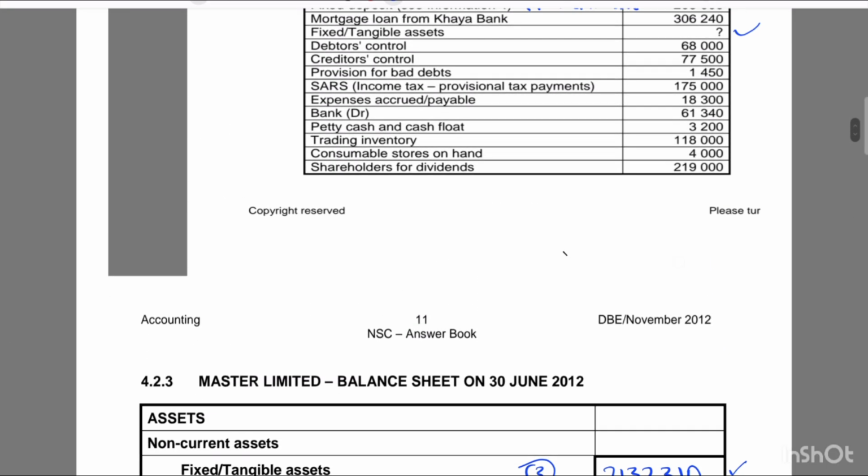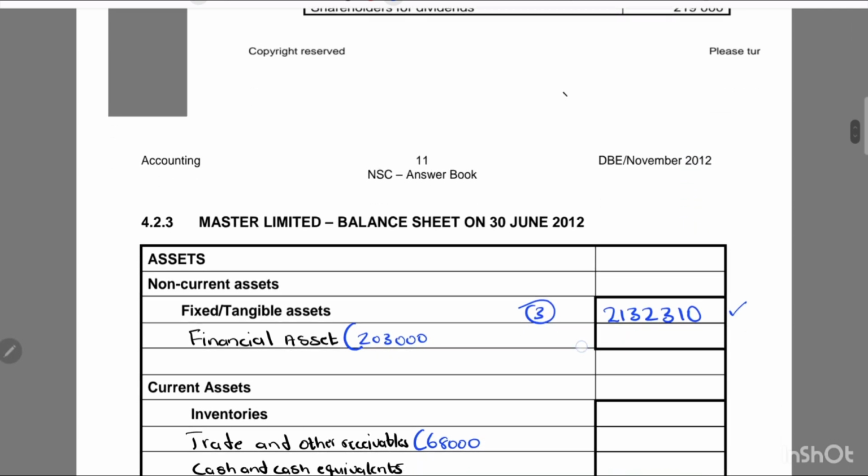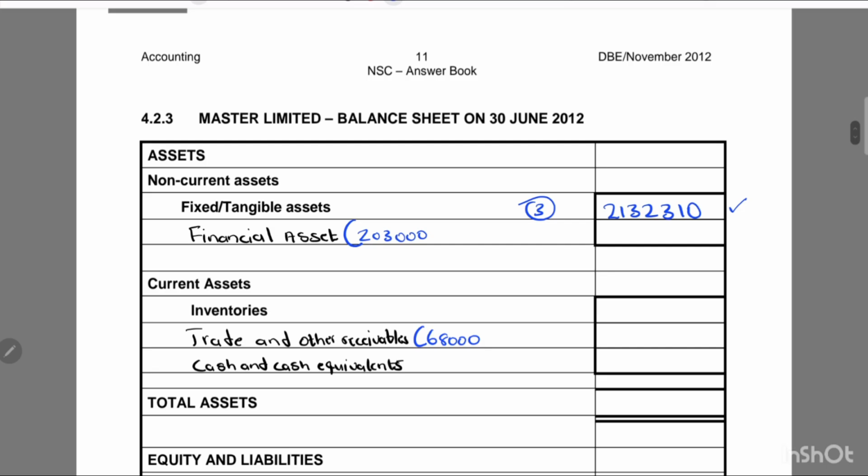Then the following one, provision for bad debt. That one must go to trade and other receivables. We decrease provision for bad debt. Remember, on this one there are no adjustments.